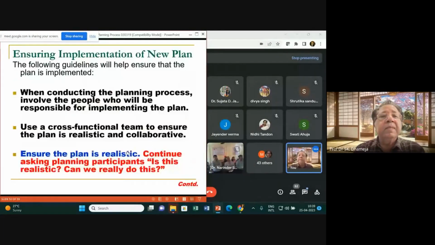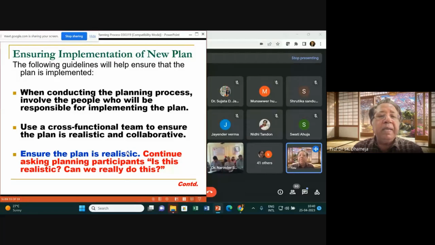Then we go to the third part of the presentation, the last part of the presentation, which is ensuring implementation of the new plan. So you have made the operational and the strategic plan. Now how to ensure the implementation of the strategic plan basically. The following guidelines will help ensure that the plan is implemented.